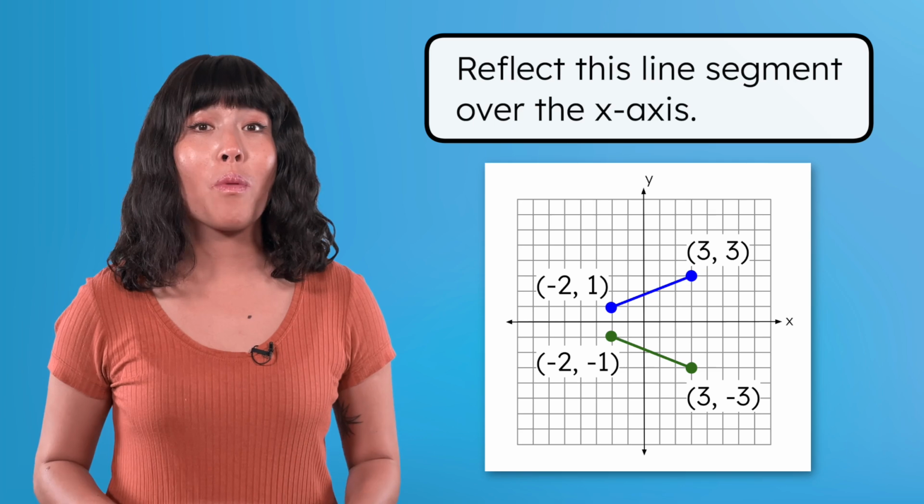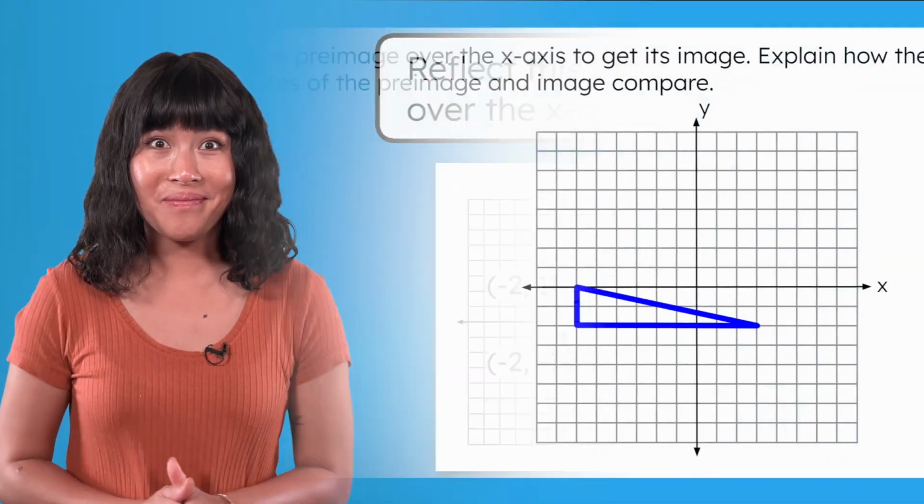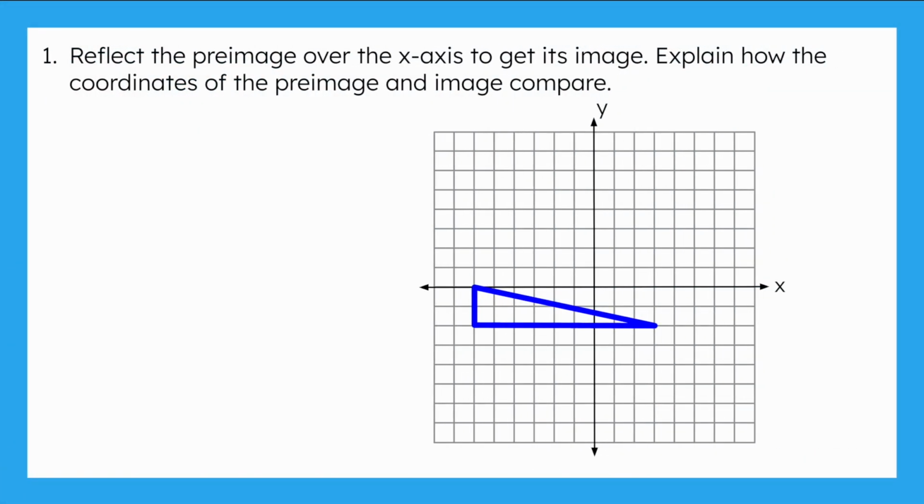Let's work through a problem together and find out. This problem says to reflect the pre-image over the x-axis to get its image, and explain how the coordinates of the pre-image and image compare. Okay, let's take this one step at a time. Start by reflecting this triangle over the x-axis. Pause the video and do that now.